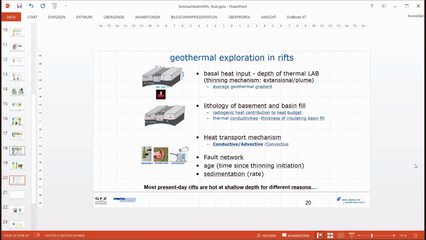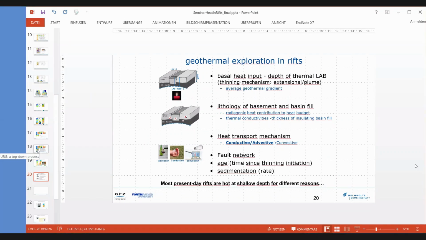Okay, we'll take one last question. It's from Marta, and she says her microphone is not working, so I will read it. She would like to know, how are the fluid flow trajectories constrained in the Rhine Graben?